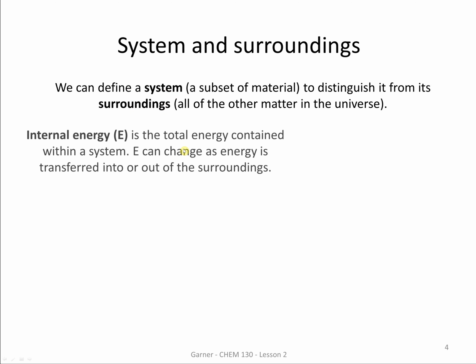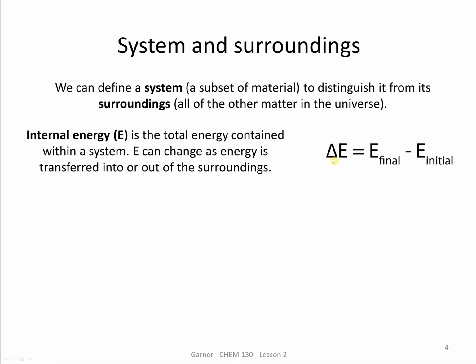So the energy contained within your system is defined as being the internal energy, and this is abbreviated with a capital E. So internal energy is the total energy contained within your system, whatever material you're interested in examining. So it's the sum of kinetic and potential energy within that subset of material. This value of E, of internal energy, can change as energy is transferred into or out of your system. And this change in energy is known as delta E.